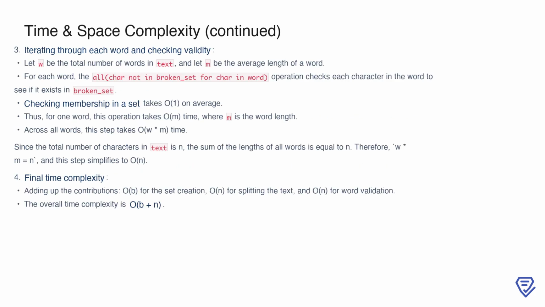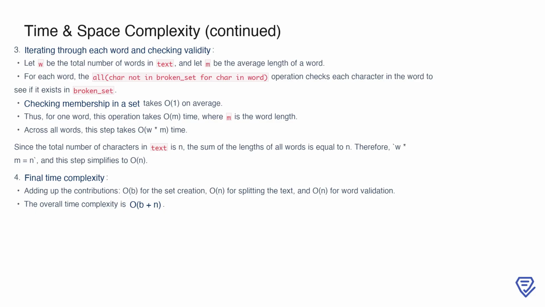Now, we move on to the step where we check the validity of each word. Let w represent the total number of words in text, and m be the average length of a word. For each word, the conditional "char not in broken_set for char in word" iterates through every character of the word to verify that none of them exist in broken_set. Membership checks in a set are, on average, O(1), so validating a single word of length m takes O(m) time.